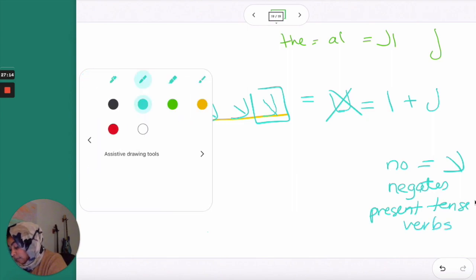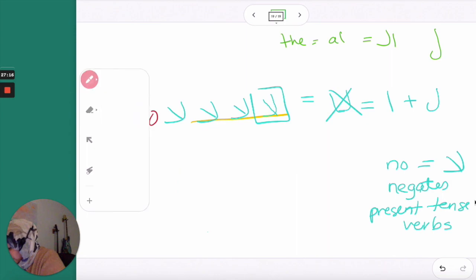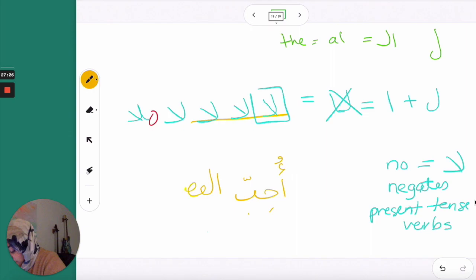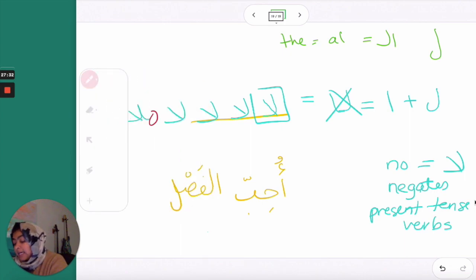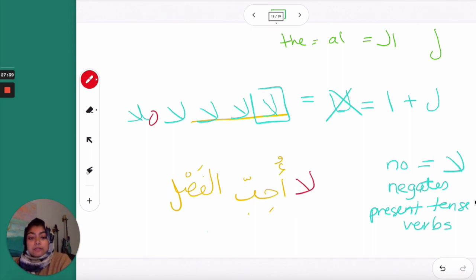So let's look at an example. If I say أحب الفصل, I like the class. If I want to say, I don't like the class, so I've got a present tense verb and I want to negate it. La. You just put the word la in front of it. La أحب.